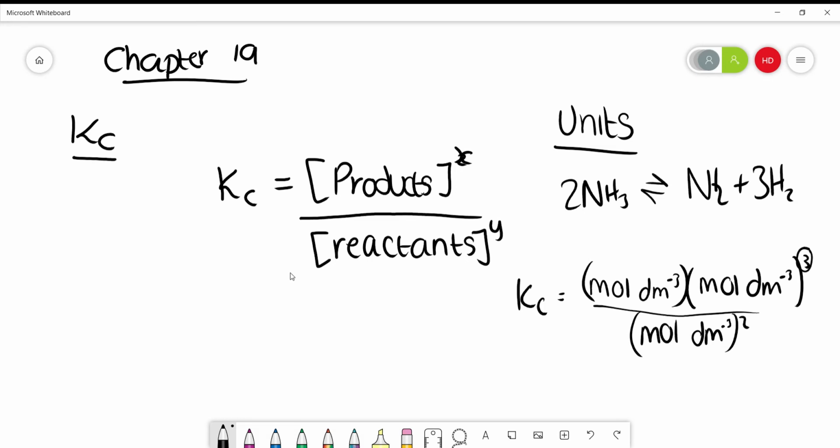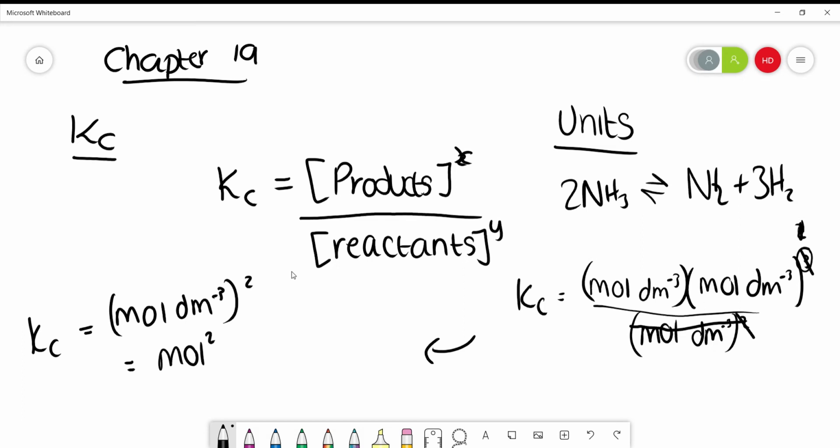So what you can do is you can just cancel the powers, and you can cancel it, 1, and you can get rid of that. So you've got rid of the 2 from the bottom, and then you've got rid of 2 out of the 4 that were on the top. Now, what that leaves you with is Kc equals mole dm minus 3 squared, which is mole 2 dm minus 6.